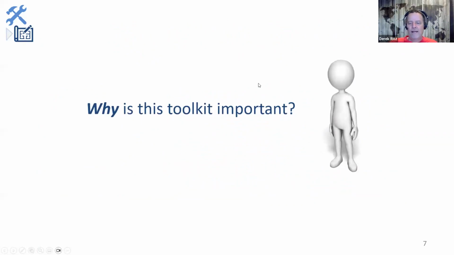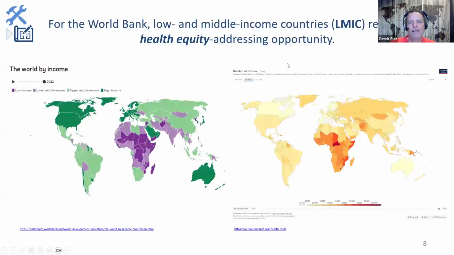So this is a set of slides that we used at FHIR North that address the burning question, why should we care? Why is this toolkit important? So the World Bank has a mission, and you can go to their website and see what their mission is. And a core element of the World Bank's mission, and this is true for all of the big multilateral lenders, is that they want to address health equity issues.